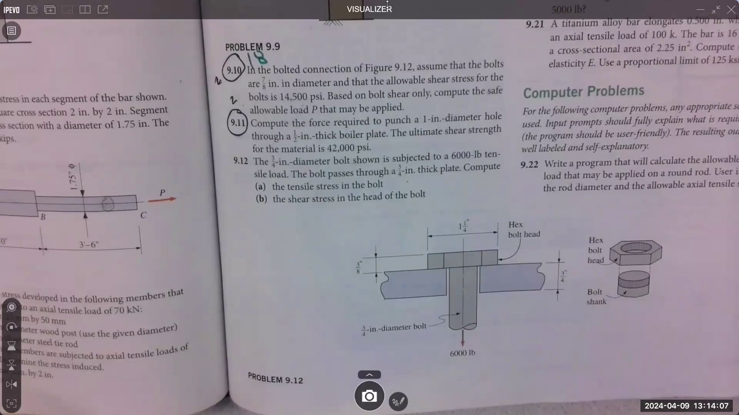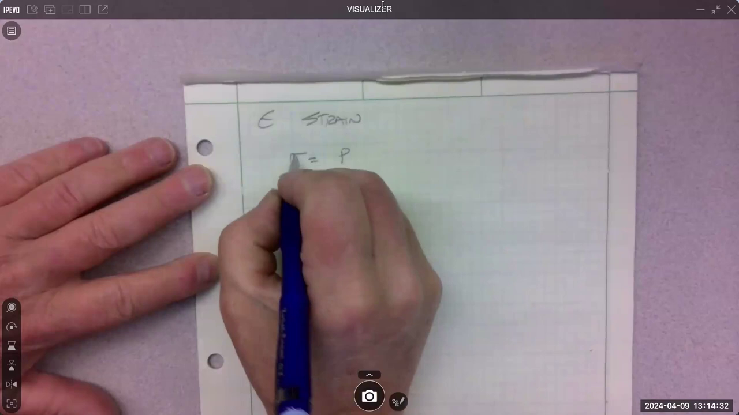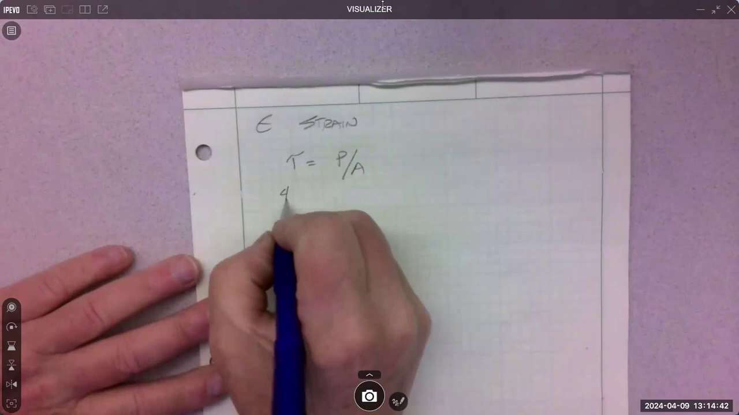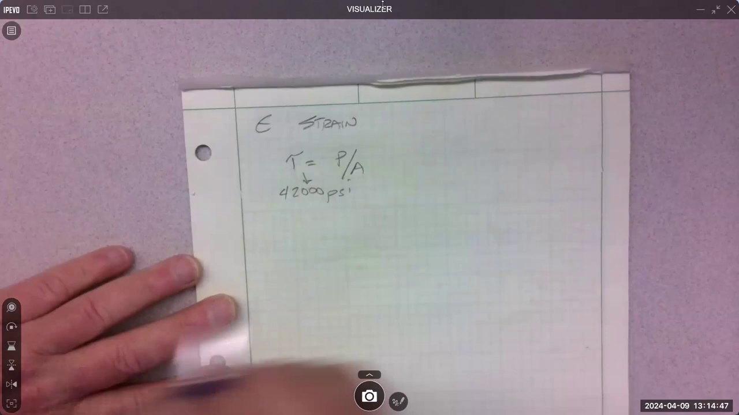Ultimate shear strength. Anytime they give you ultimate, that's failure. That means rupture. So that's why it's such a high number, 42,000. So you set that up the same, because we know stress is P over A, right? We're doing shear stress, so I should use the right symbol: P over A, and they give you an ultimate of 42,000 psi. That's the limit. That's when it will fail.